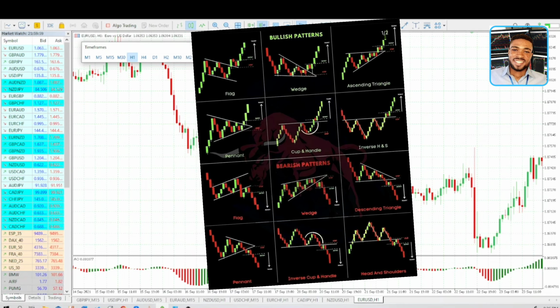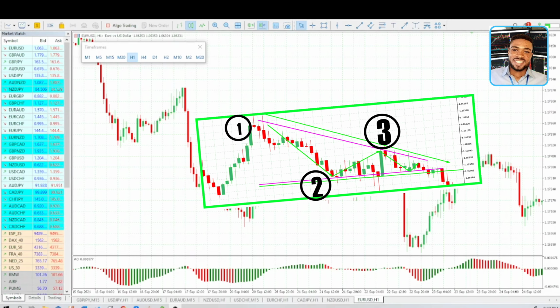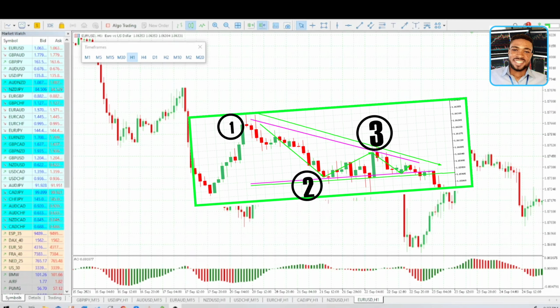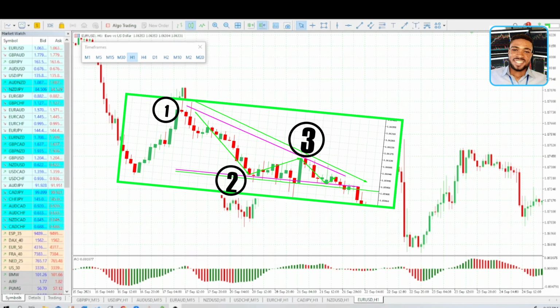People have different names for it. Some people call it symmetrical triangle, some call it asymmetrical triangle, falling wedge or whatever. But what I call it is triangle. Every triangle is a triangle. We all went to college, high school, elementary school, so we know triangle. Don't confuse yourself. Trading can be made very simple.